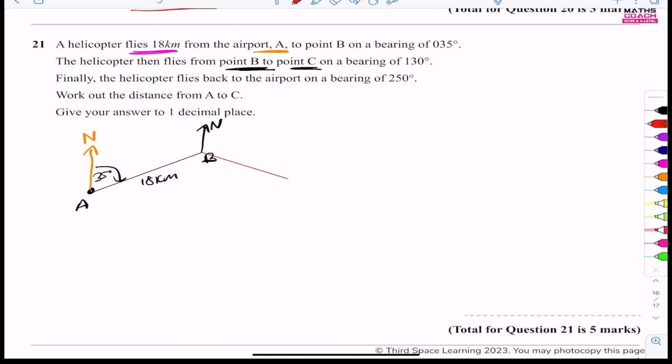Finally, the helicopter flies back. So this is C. It flies back from C to the airport on a bearing of 250. Obviously, where's it flying back from? It's flying back from C. So now we're going to need to draw C's north.